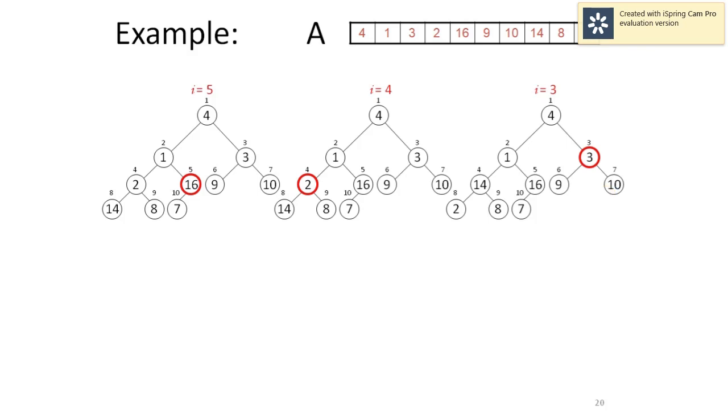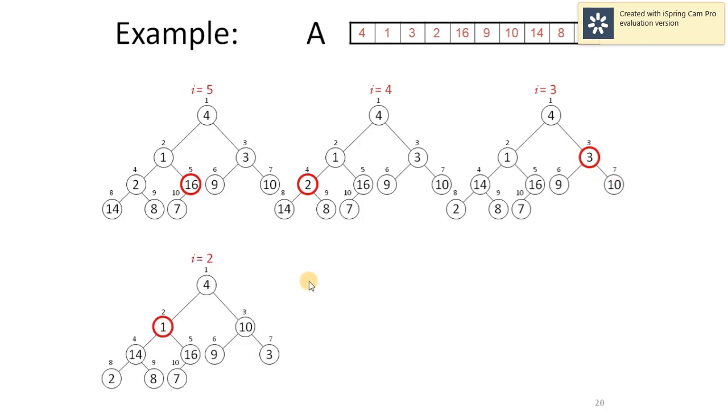So we can execute max heapify at index position 3 with value 3. Again, max heapify will compare 3, 9 and 10. 10 comes out to be the largest. So swap 3 and 10, and max heapify will be called at index position 7. Since it is a leaf node, no further execution of max heapify will take place.